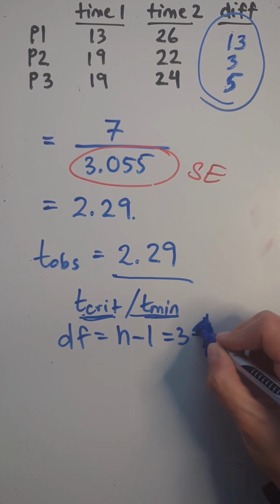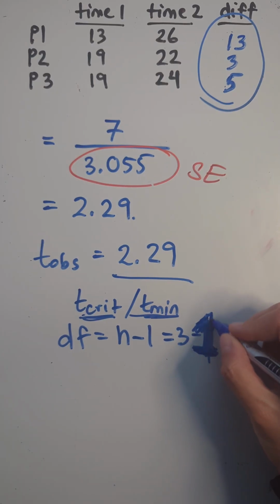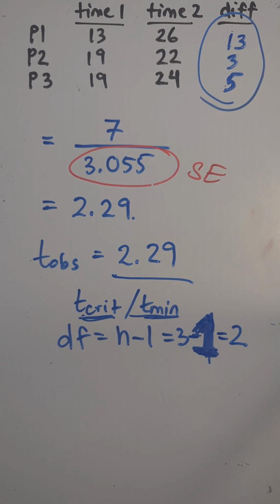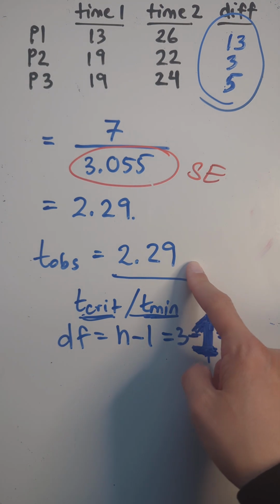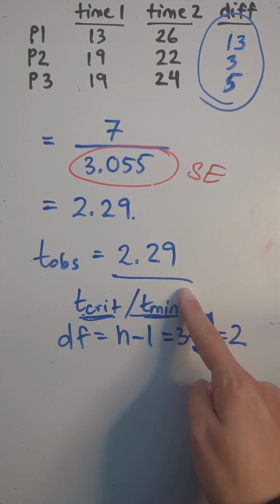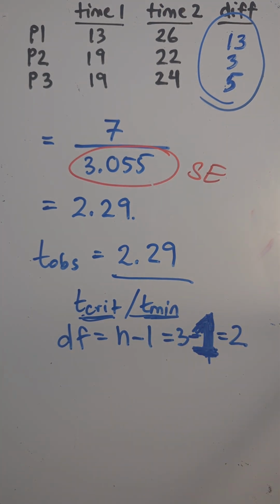I'm not sure if you know this. Does that look more like a 1? Yes, thank you. 3 minus 1, and that's equal to 2. So you'd have to look right up at the top of your t table for the degrees of freedom equals 2 and make a decision about whether t observed is actually greater than the critical or minimum t, and that's about it. Amazing.